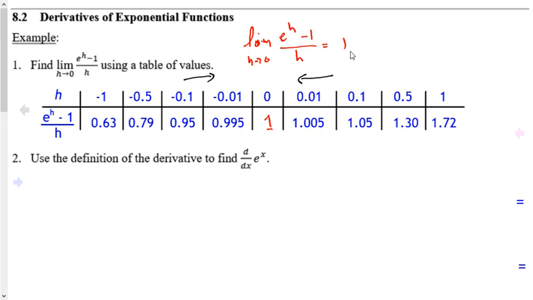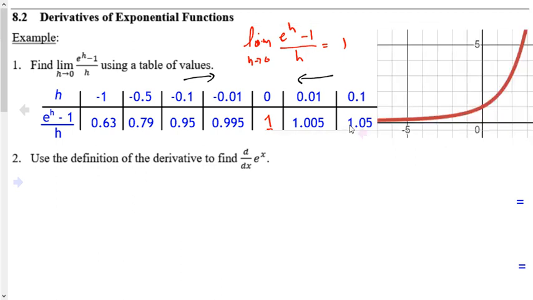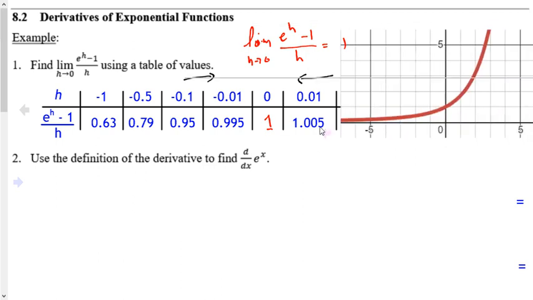Now that'll be useful to us in a moment. But first, let's look at this graphically just to see that we're getting the same result. This is the graph of this expression, y equals e to the x minus 1 all over x. I can see from the left I'm approaching 1, and from the right I'm also approaching a y value of 1.